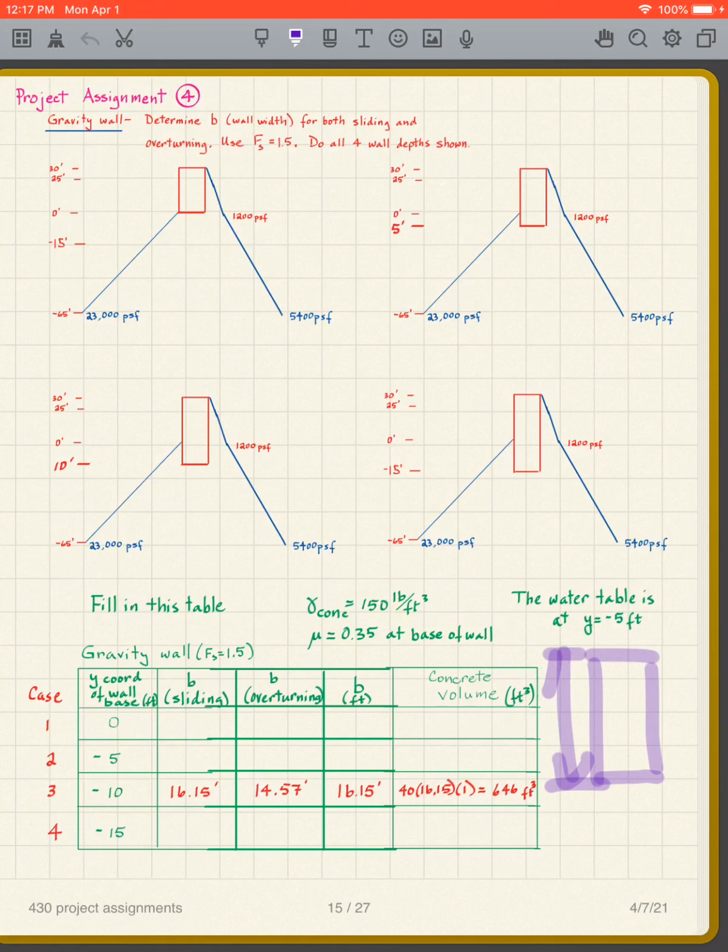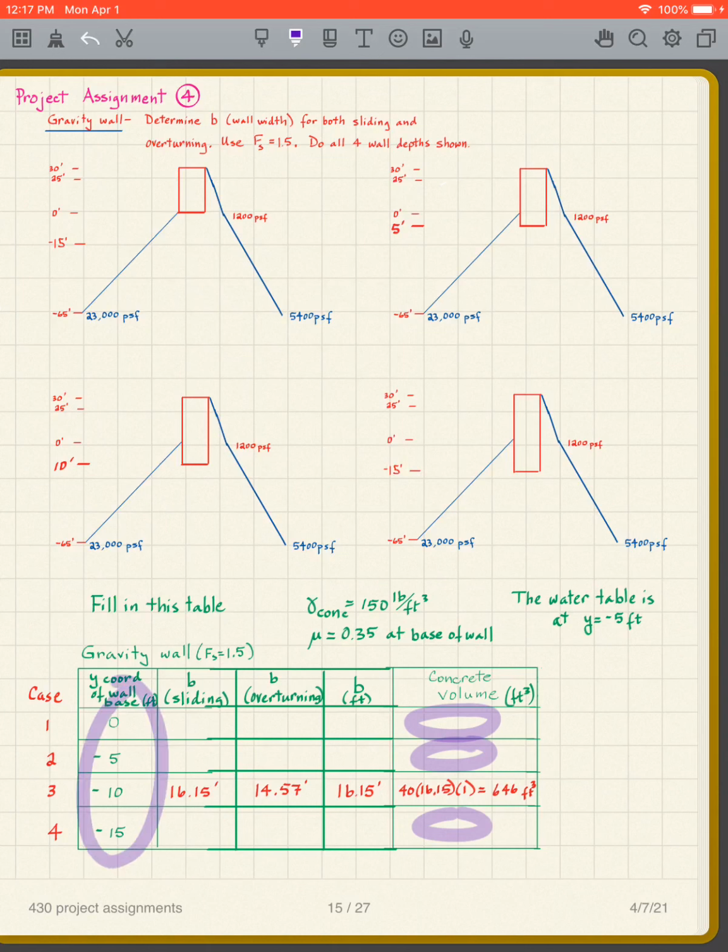So what you are going to do is do all the other depths, so 0, -5, -15. Put the concrete volume for these, and then you choose the lowest one. That will be the one that you recommend to be built. The lowest concrete volume. So of these 4 cases, choose the lowest concrete volume. Okay, that is the instructions for this part of the project.